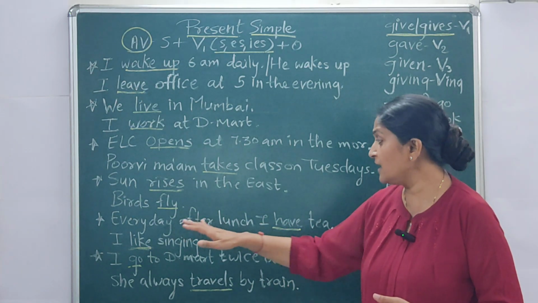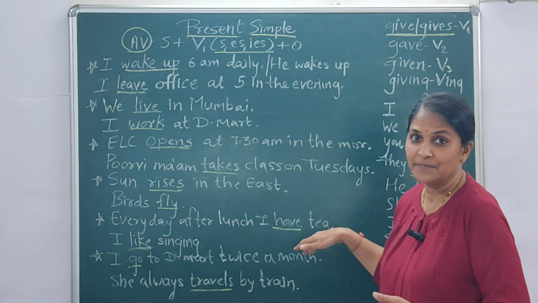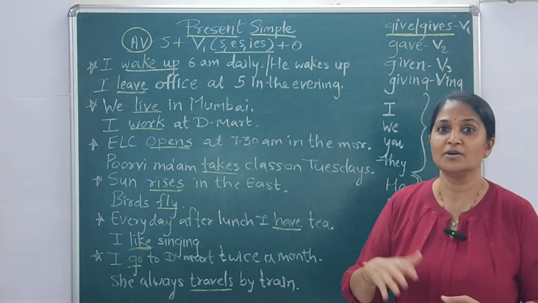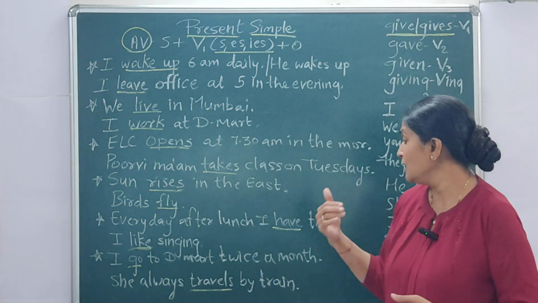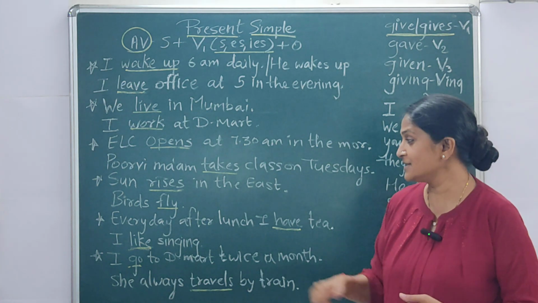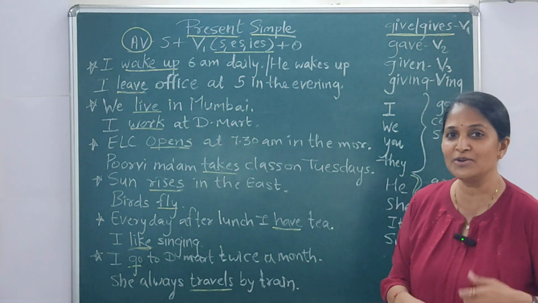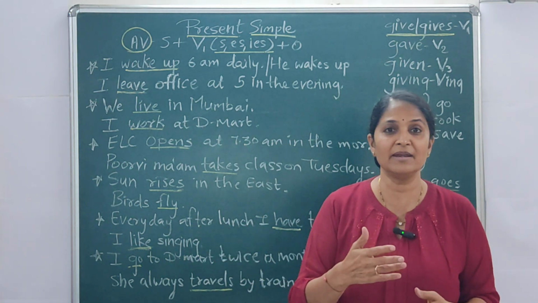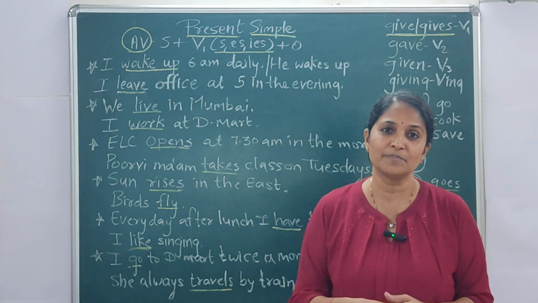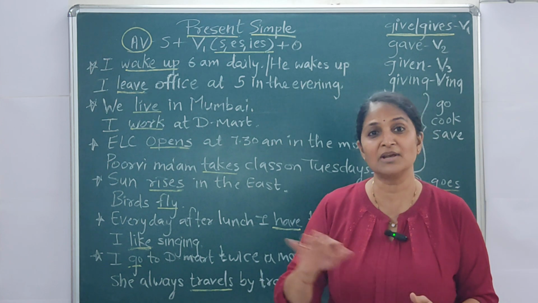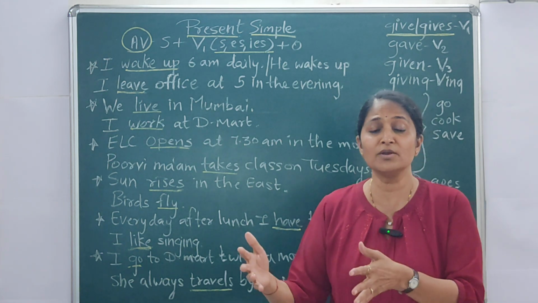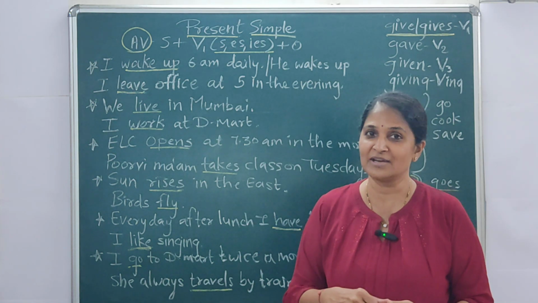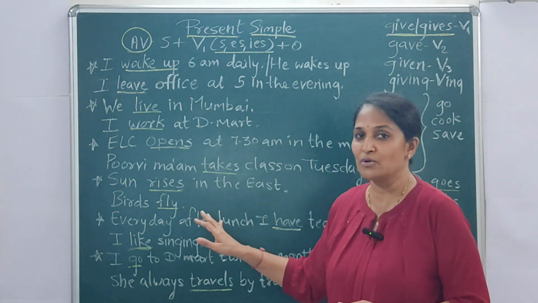After that, every day after lunch I have tea. Now here have is drink, right? So every day after lunch, रोज खाना खाने के बाद मैं चाय पीता हूँ. Now what is this? This is my habit, right? So whenever you talk about your habits, you use present simple tense. So every day after dinner I go for a walk. रोज डिनर के बाद मैं चलने जाता हूँ. और before going to bed I check Insta reels. सोने के पहले इंस्टा रील्स चेक करता हूँ. तो this is about habits.